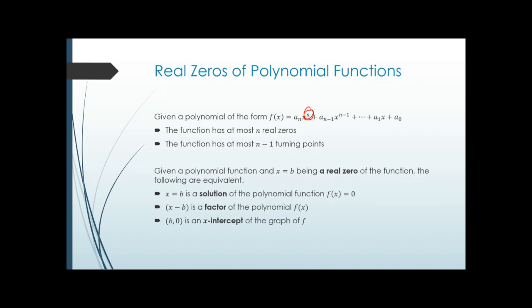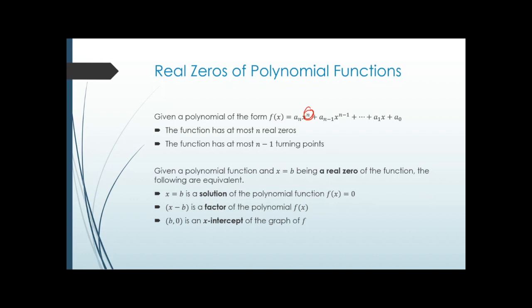And I say it could be fewer than 4 because you might have some imaginary zeros as well. But the maximum that you can have is the same as the degree. So you can't have any more than 4 if the degree is 4. Then the function has at most n minus 1 turning points. So if the degree is 4, then there may be 3 turns in the picture, but at most 3 turns. There could be fewer than that, but there won't be more than that.